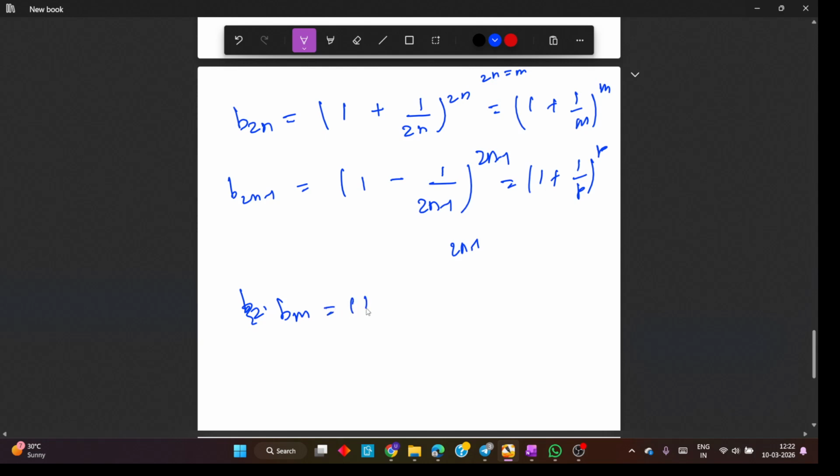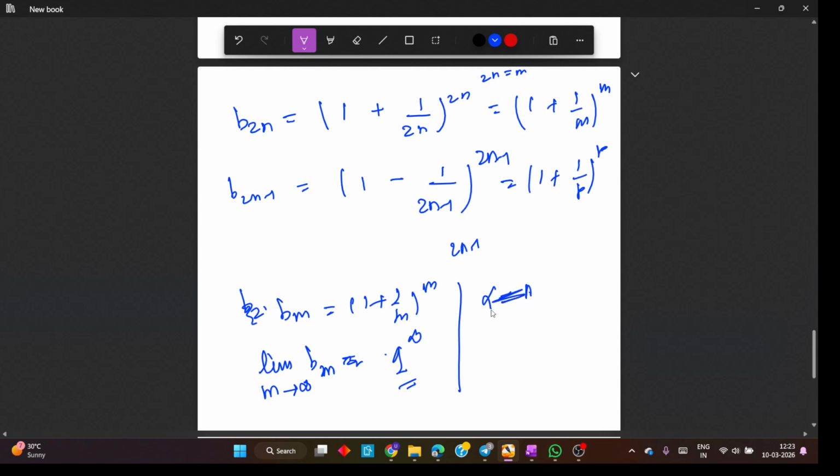Okay, so b2n is bm, which is 1 plus 1 by m to the power m. We can see that if we take the limit as m tends to infinity of bm, it is of the form 1 to the power infinity. Now this goes to 0 and then 1 to the power infinity. So how do we calculate the limit of such a sequence?